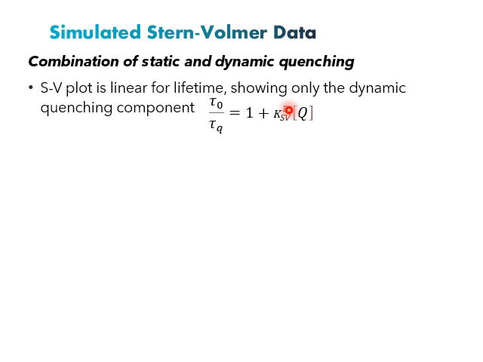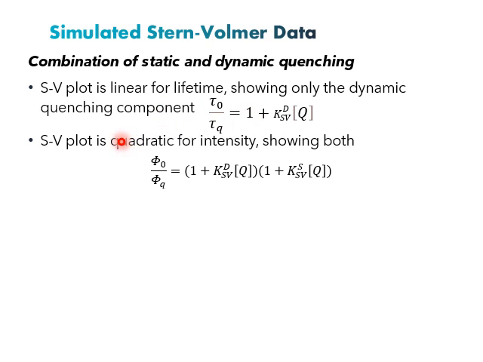All right, and so that's going to be the lifetime-based one, and then for the intensity-based Stern-Volmer plot, it's going to look quadratic because you're going to have both dynamic and static quenching occurring, and the overall quenching is going to end up being the product of those two. It may not be mathematically obvious why that's the case, but that's what you'll observe as a quadratic dependence on the quencher for the intensity or steady state-based Stern-Volmer plot.